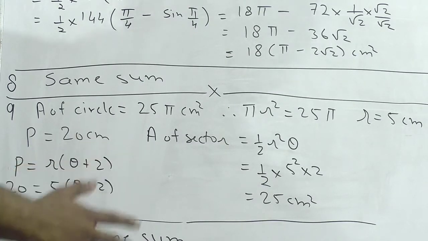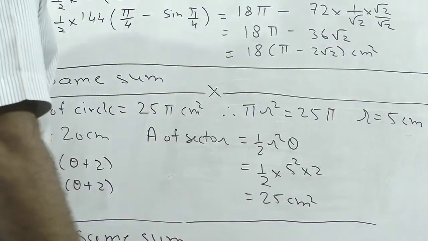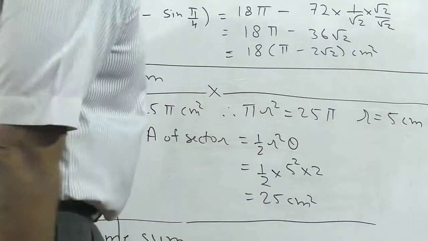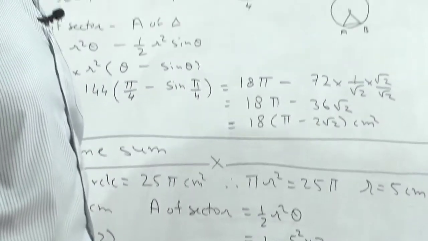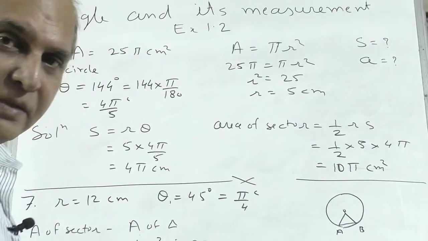Theta is 2 radian. Theta you know, area of sector is half r square theta. Half into 5 square into 2 cut. 25 centimeter square is the answer. Understood? Very easy. Sum 10th is same sum. Okay? Try.